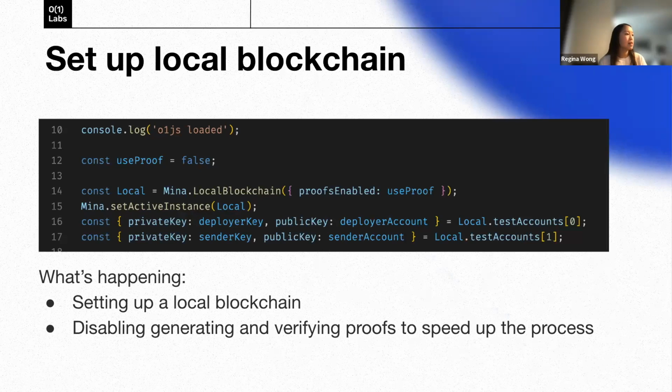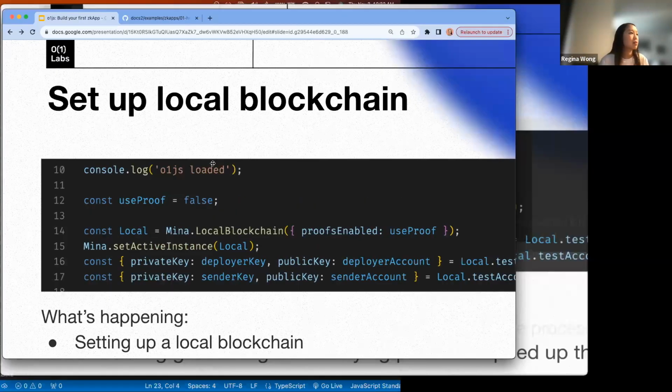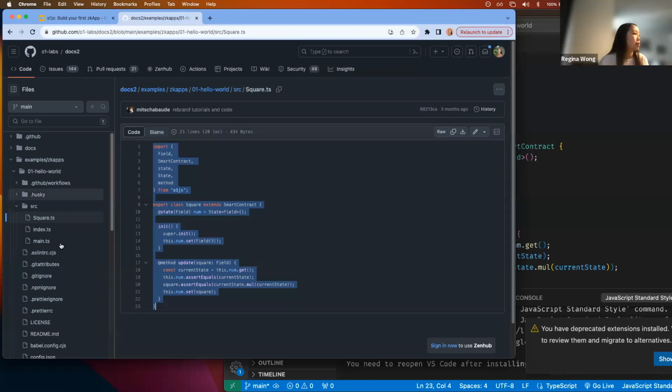So from lines 10 through 17, we are setting up our local blockchain. What's also happening here is we can actually generate and verify proofs when we're interacting with the local blockchain, but for this example, we're setting it to false, or we're disabling it, just to make things go a little bit faster.